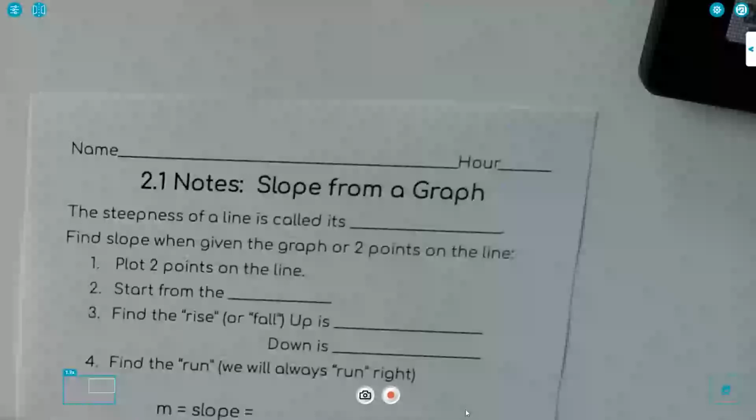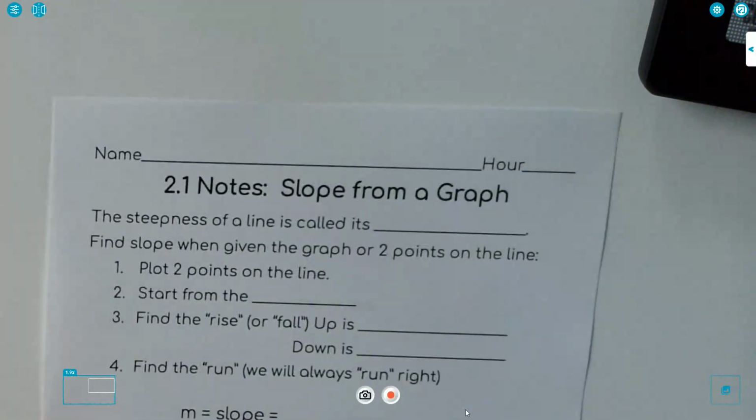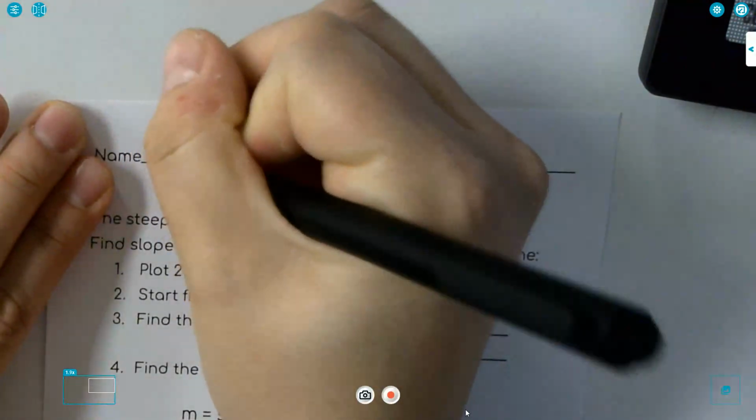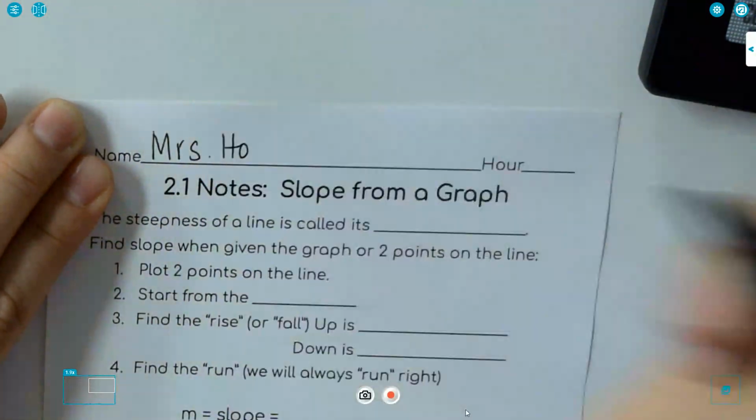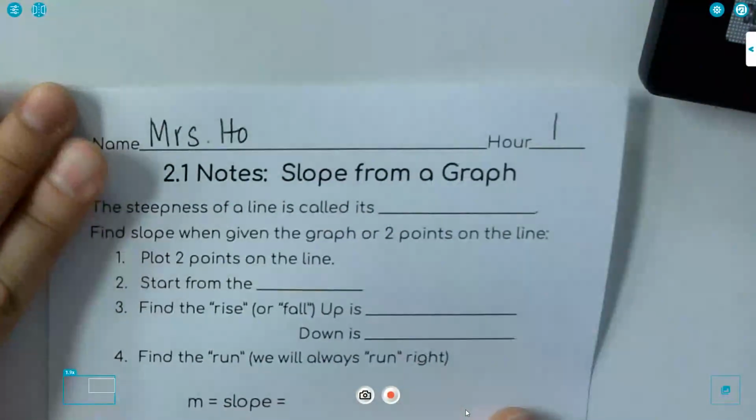Hey, so 2.1, we are starting talking about slope from a graph. Go ahead and put your name on here. And it is first hour.